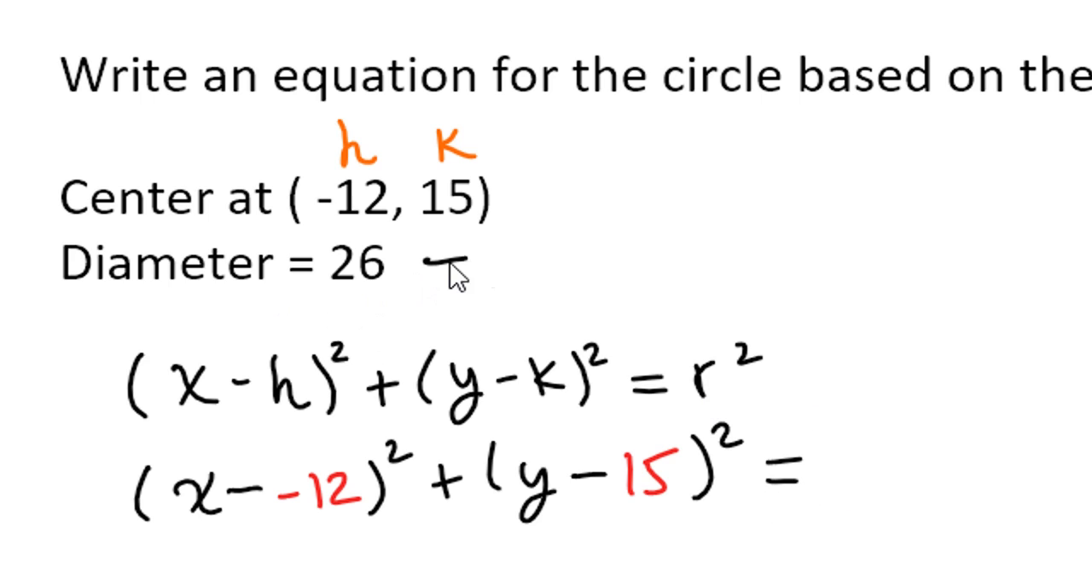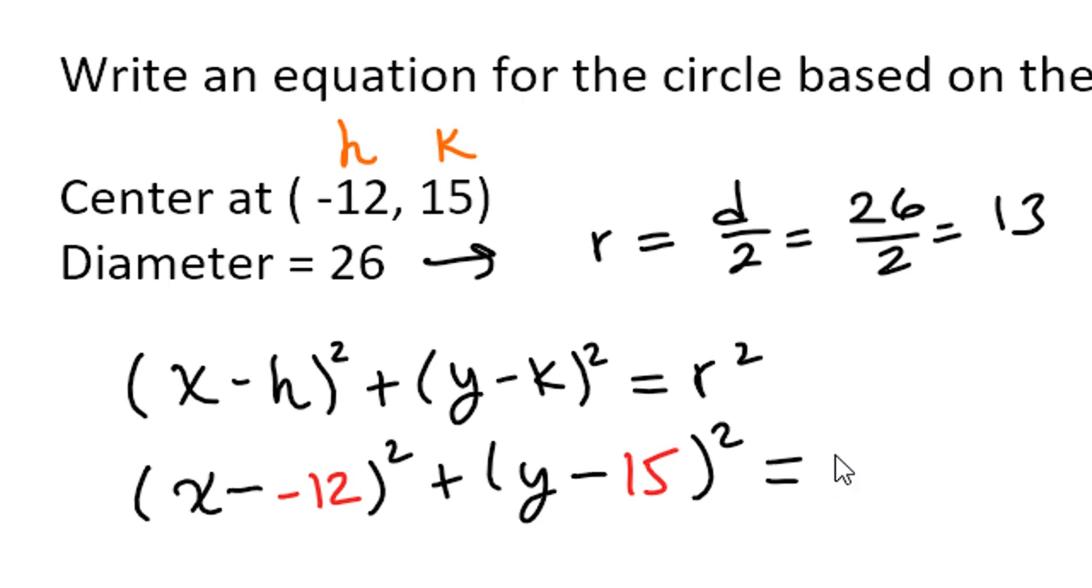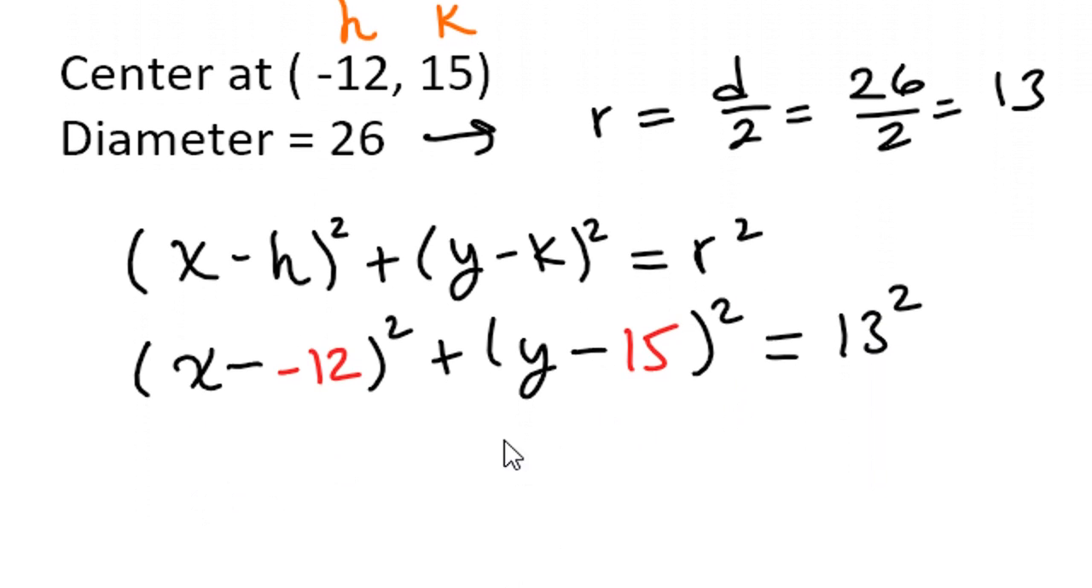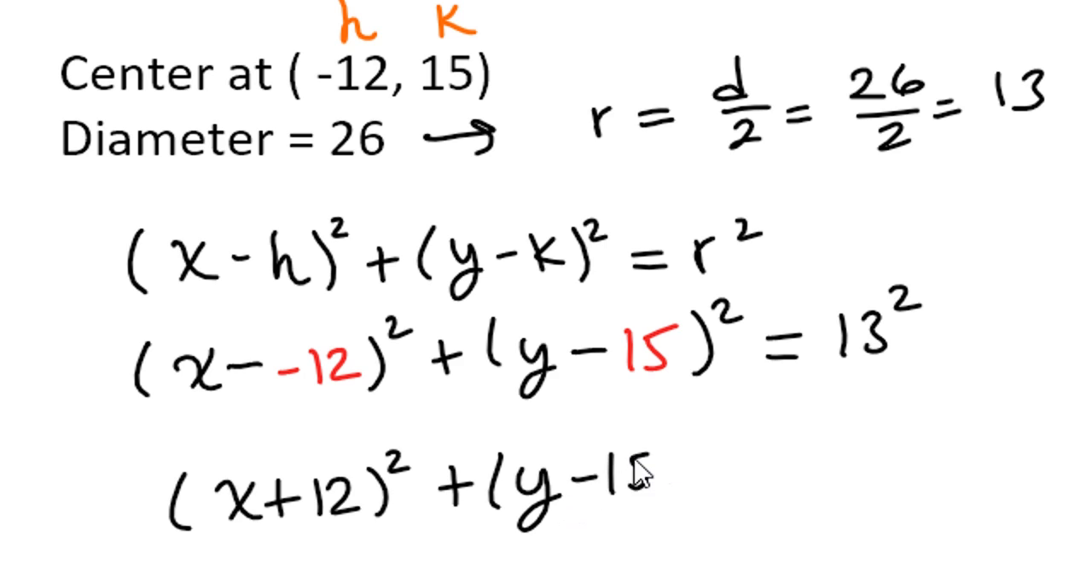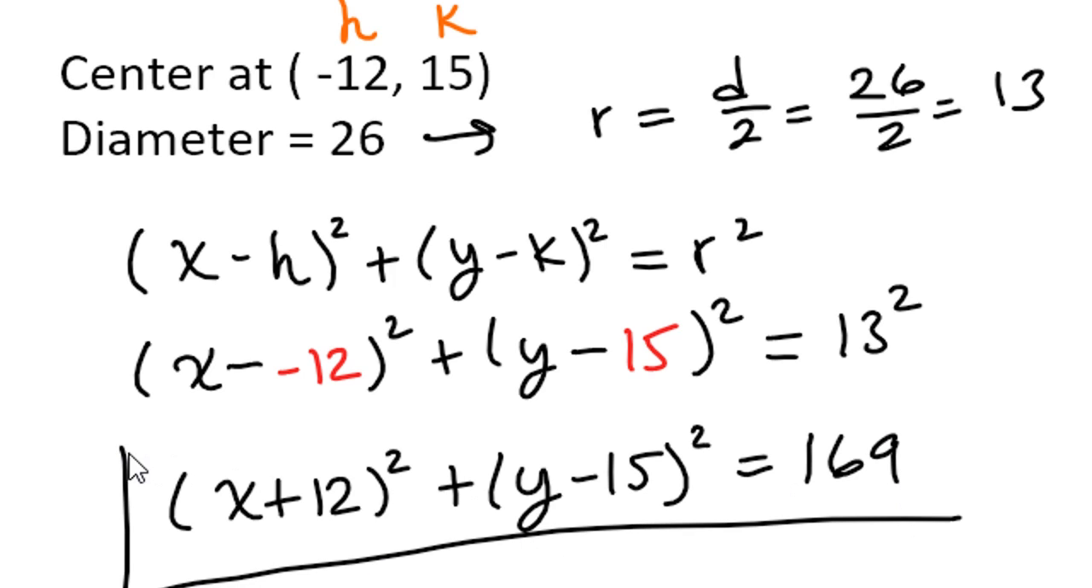Now we're given the diameter, and we know that the radius is half of the diameter, so half of 26. So this is going to be 13 squared. Let's simplify. This should turn into (x plus 12) squared plus (y minus 15) squared, and we need to evaluate the power, so 13 squared is 169. So this would be the equation.